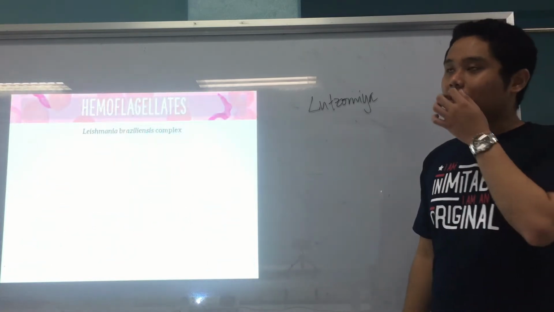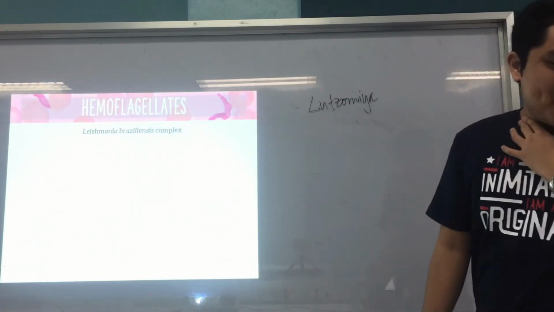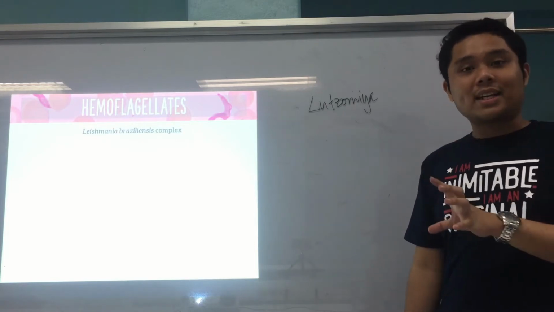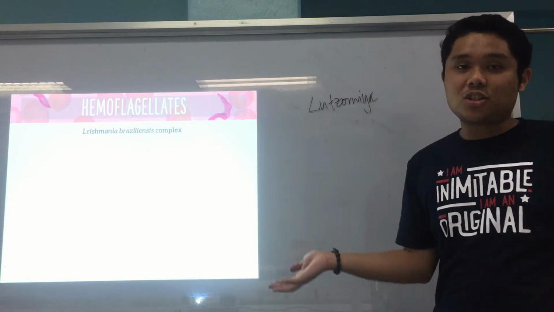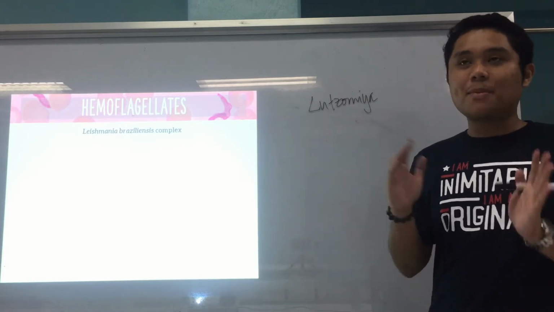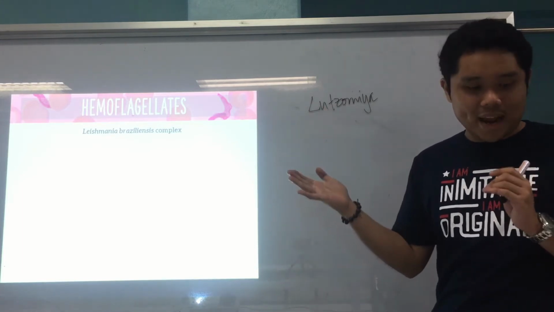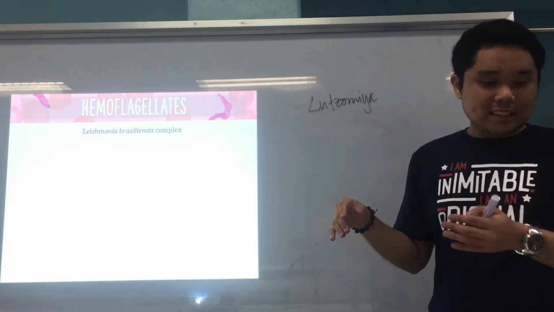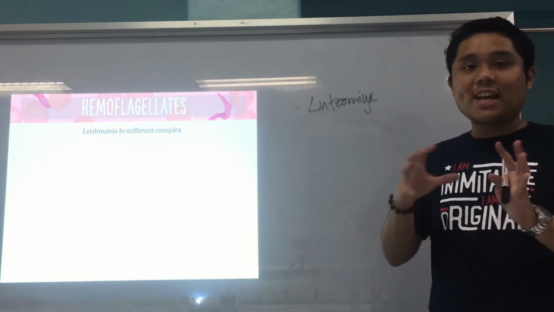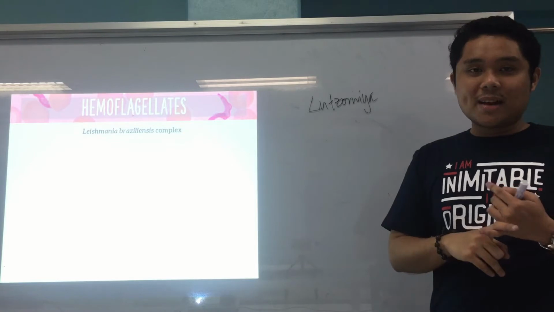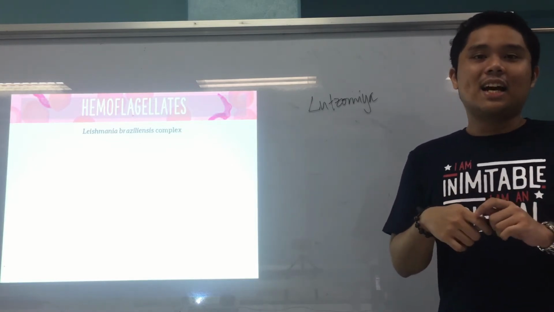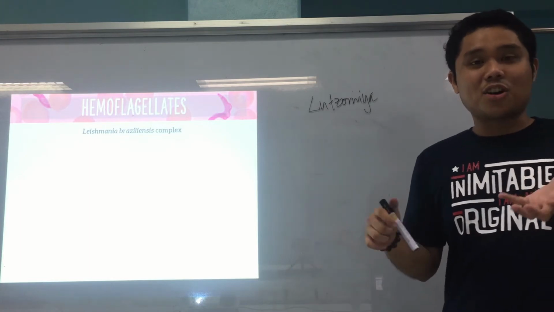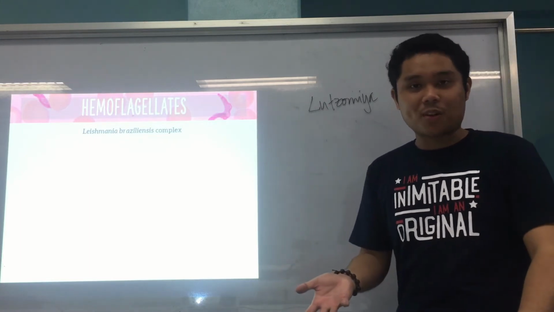Now for Leishmania species, we then discuss them based on complexes. So meaning, when you say complex, there are still a lot of species within the complex. For example, the Leishmania brasiliensis complex contains a lot of species. Okay, so it's a group of parasites. So Leishmania brasiliensis, Leishmania panamensis, whatever. So dili na ko na siya i-specify, because again, that's in your lecture.